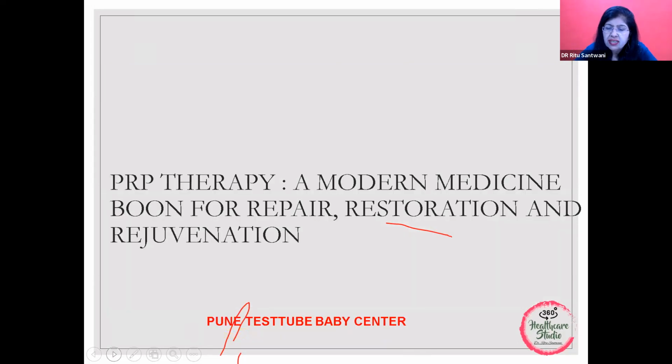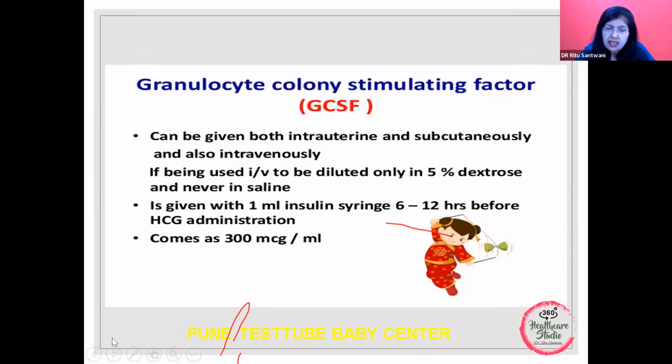So usually the dose contains 300 microgram per ml. Studies have shown that if it is given with a 1 ml insulin syringe 6 to 12 hours before the HCG administration, the results are better.